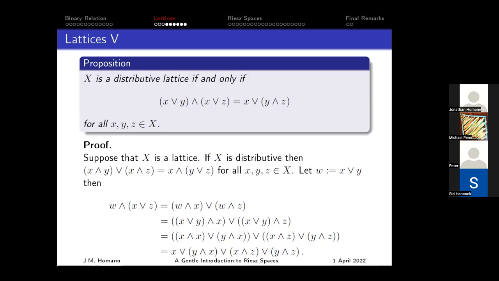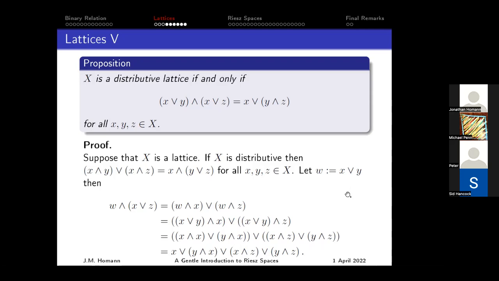So let's just make things a bit easier to write, and let's define W to be the supremum of X and Y. So this gives us that the infimum of W and X sup Z is equal to W inf X sup W inf Z. Now we replace W by X sup Y. So this expression becomes X sup Y inf X, and this expression becomes X sup Y inf Z, and we have the supremum floating around in the middle there. Now by the distribution, we can expand this and write it as X inf X sup Y inf X, and then sup X inf Z sup Y inf Z.